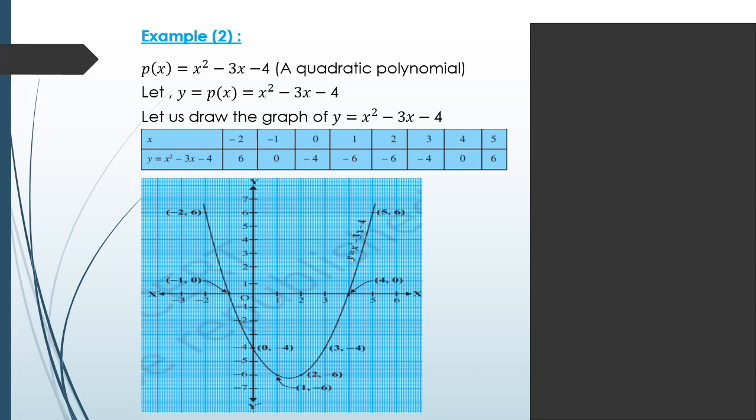Okay, so we have plotted these points. After plotting the points, we have joined all the points by using a freehand curve, and after joining them we have got a curve called a parabola. Okay, so see, we are writing our observations.